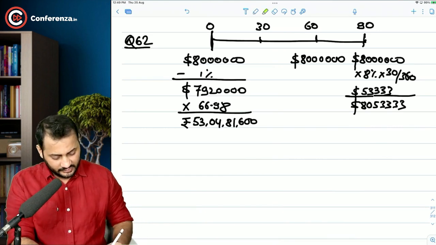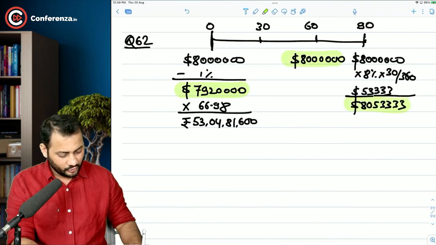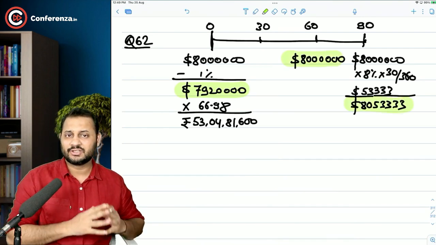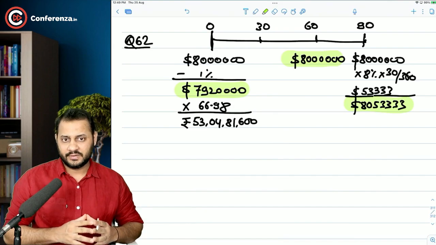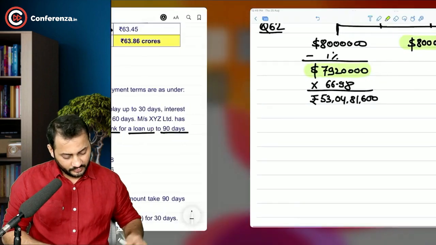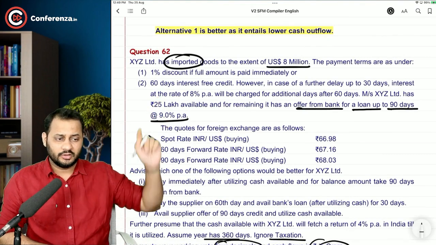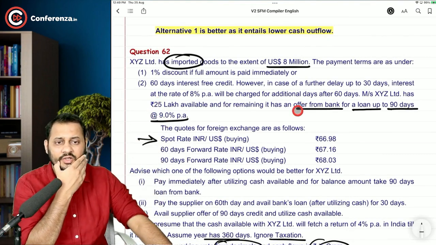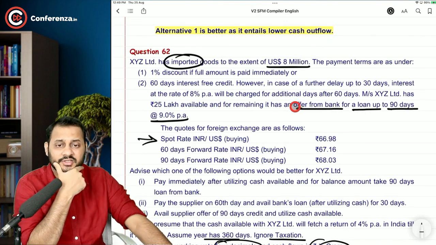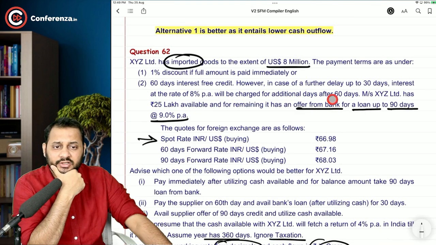So these are the three amounts that we are required to pay on various dates to the supplier. Okay, cool. Let's read the question now. Now, this is where this question becomes interesting. Will be charged for additional dates.